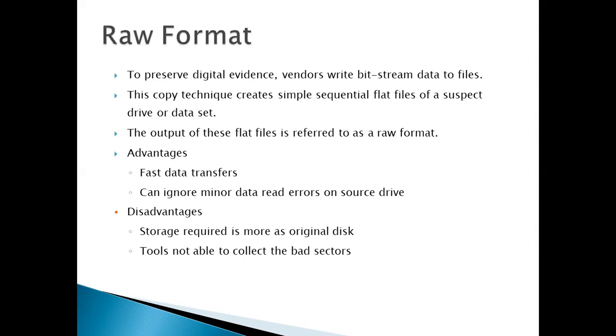First, what is raw format? Raw format is just writing the data stream bit by bit. Bit by bit, the data is written to the files, copying the data. By means of this method, a simple sequential flat file will be created. The output of this file is generally known as raw format. What is the advantage? We can easily transfer the evidence file from one form to another form. We can ignore minor data read errors on the source file.